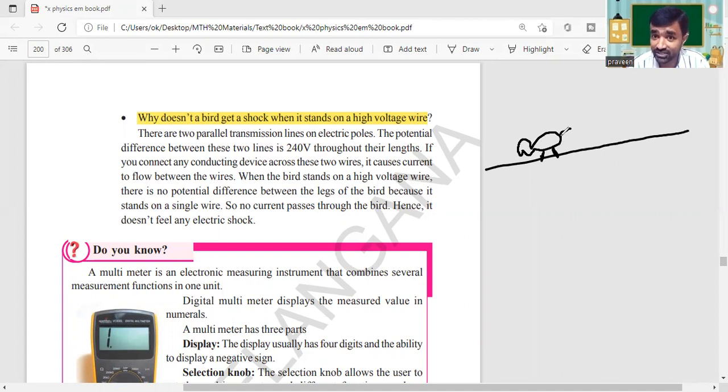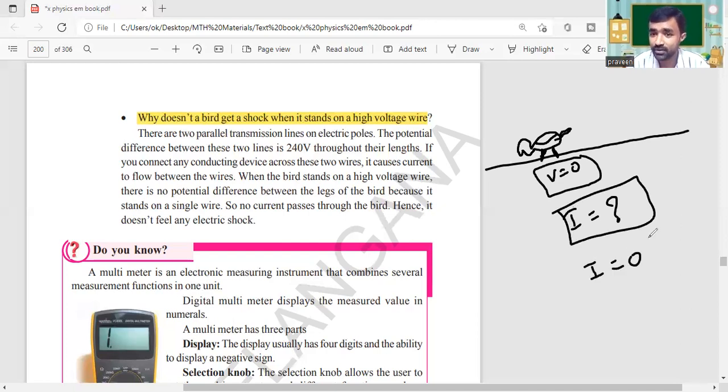Once it sits on the single wire, what happens? There is no potential difference between the legs of the bird. V equal to 0, no potential difference. If there is no potential difference, no energy gap between the parts of the body of a bird, then what about the amount of current through that body? I is also equal to 0, right? So there is no importance to the current and no importance to the voltage, so it does not get shocked.